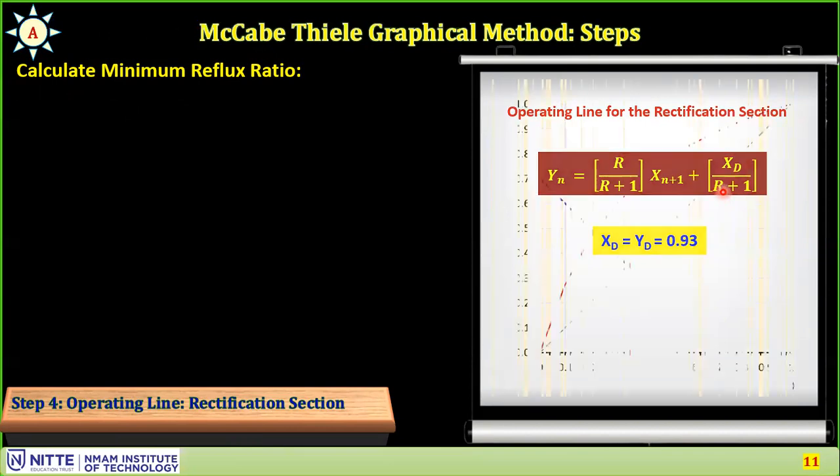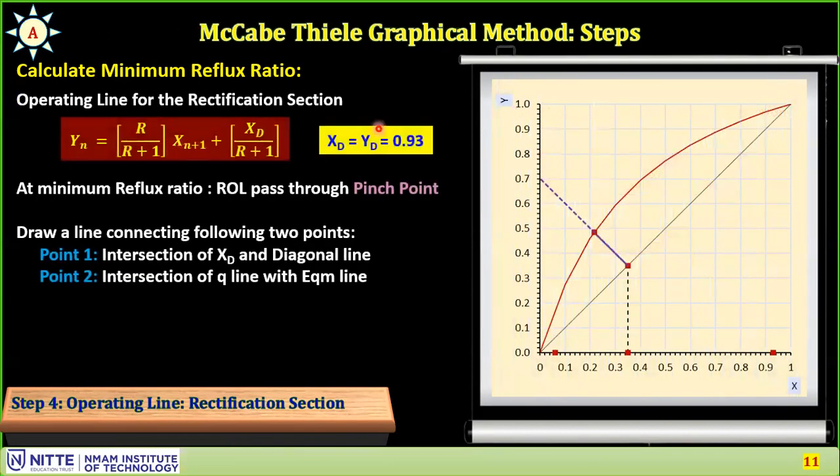So let us analyze what it is. This is the outcome of the previous step. In step number 3, we have got this curve. Now the operating line is given to us at minimum reflux ratio. The rectification operating line, ROL, passes through something called the pinch point. This is important. Only at minimum reflux condition does this happen. The operating line passes through a point called the pinch point. So this pinch point is one point for us. Another one, you do it yourself.